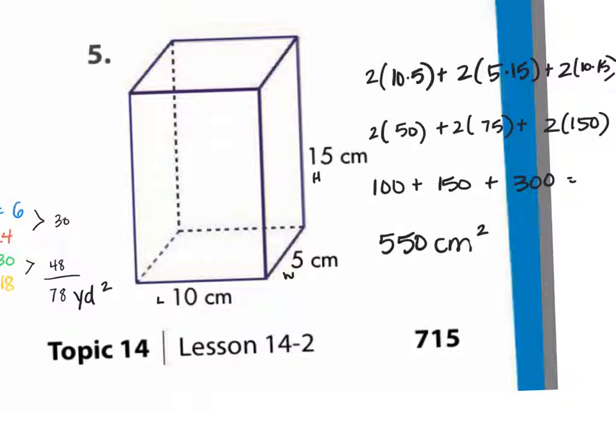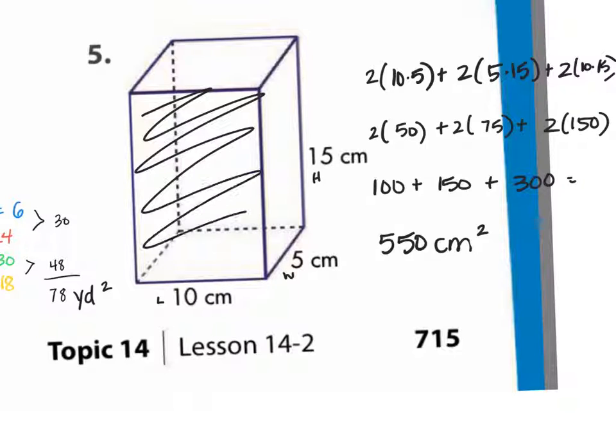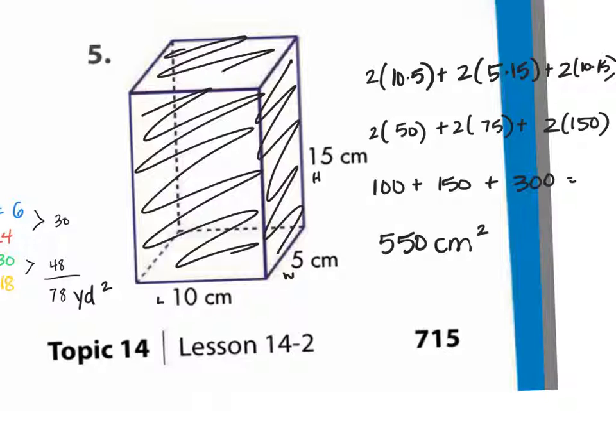All right, here's what I got. I chose to use the formula. When I multiplied, I multiplied length times width, and width times length, and length times height, and width times height, and I got 550 centimeters squared. Remember, what we're doing is finding the surface area. All of this space along the outside, there are 550 square centimeters.